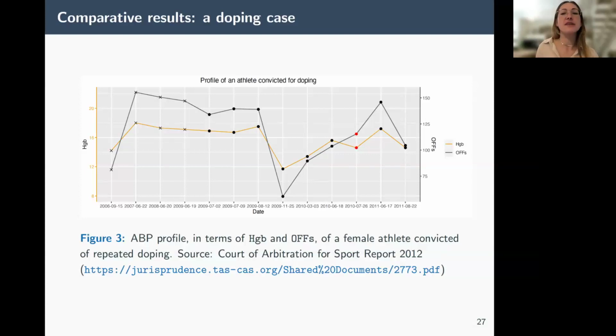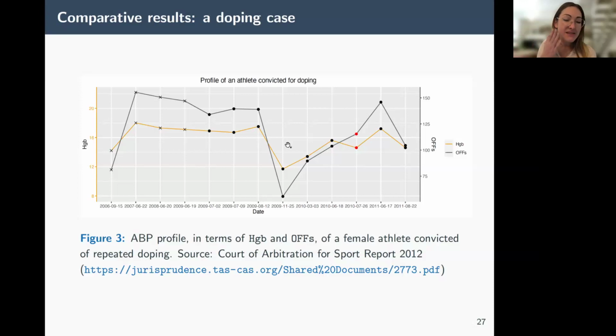So time is running. Let me only spend a few minutes showing you a real case of an athlete convicted for doping. You can find this data in a report released by the Court of Arbitration for Sport, the Swiss one, in 2012. Here you can see the individual profile of this athlete in terms of the two biomarkers, hemoglobin and the OFF score. And eventually this athlete was convicted for doping.